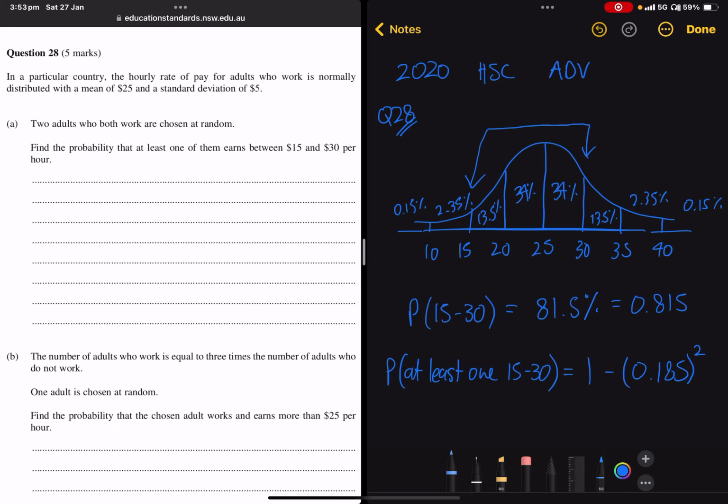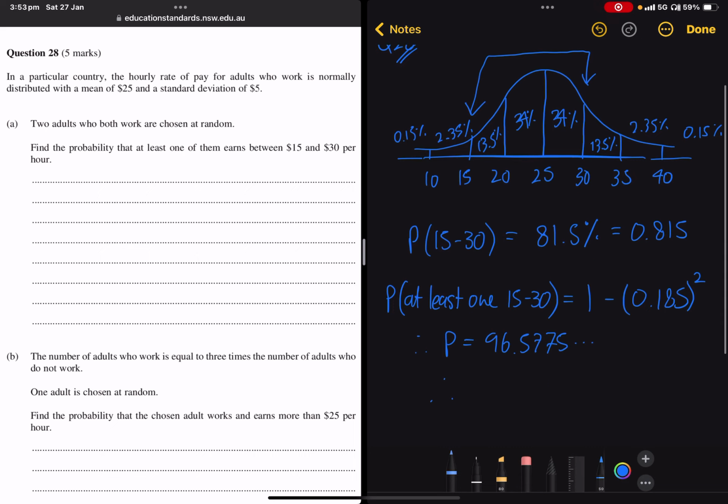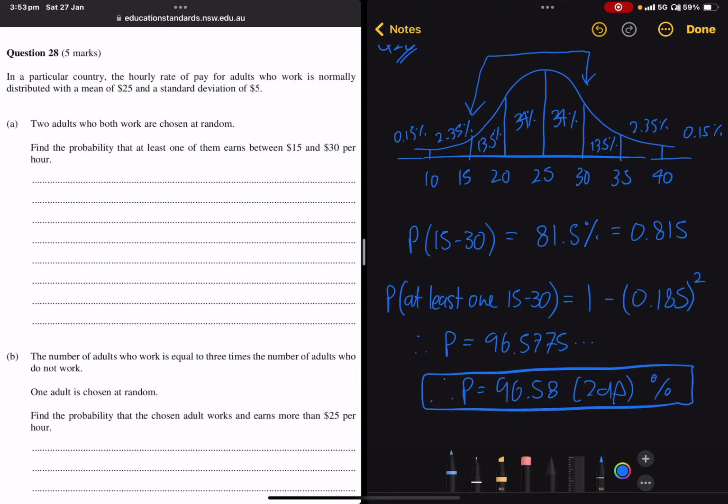So we have 1 minus 0.185 squared, and this gives me 0.965775. So therefore the probability we're after here is about 96.58 to two decimal places. And this is as a percentage. And this is the answer to question A.